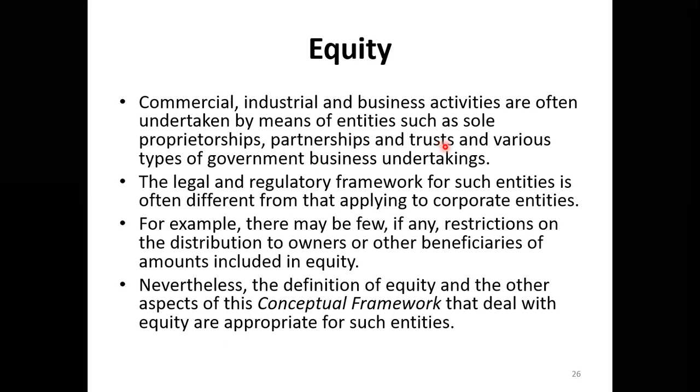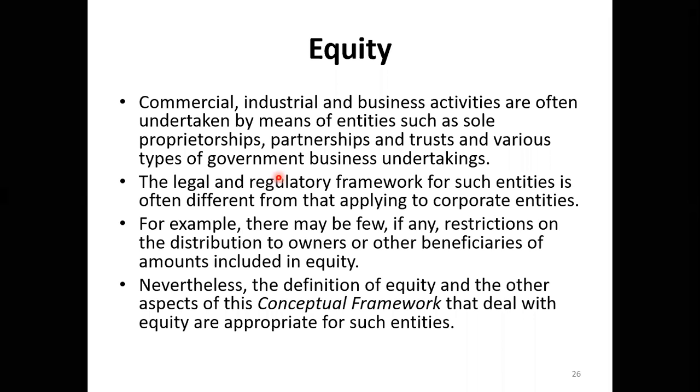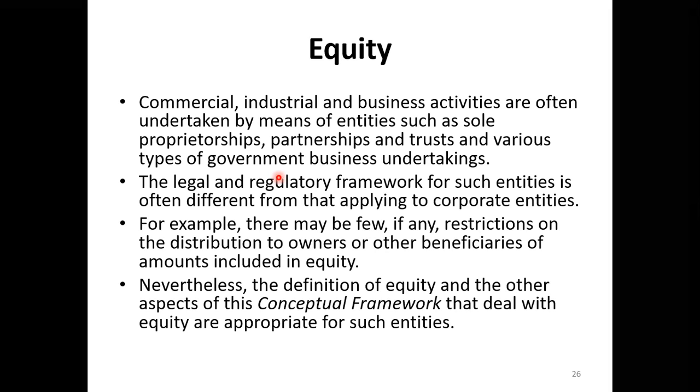Commercial, industrial, and business activities are often undertaken by means of entities such as sole proprietorship, partnership, and trust, and various types of government business undertakings. Right? When commercial business activity is funded by a single person, it is called a proprietorship, sole proprietor. Sometimes it is a partnership. Two or more people come together and they may register as a company or a trust, or sometimes it belongs to the government. Anyhow, whoever contributes their capital, it is called equity.